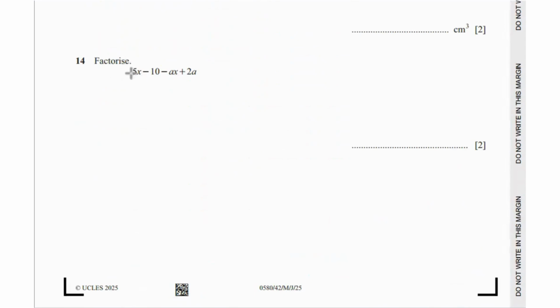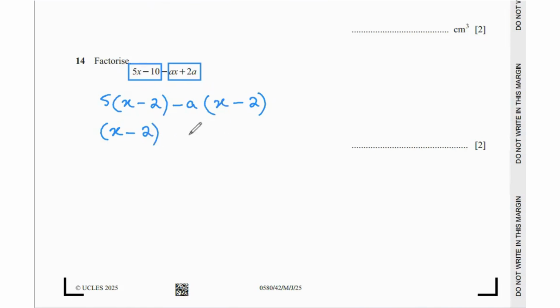So in this, we will use factor by grouping. The first two terms make one group and the last two terms make another group. In the first two terms, we have 5 common. So x minus 2 comes in the bracket. In the last two terms, we have negative a common. So again, x minus 2 comes in the bracket. Now between 5 and negative a, we have x minus 2 common. So when we take that common outside, we're left with 5 minus a inside the bracket. So that is your factorization.